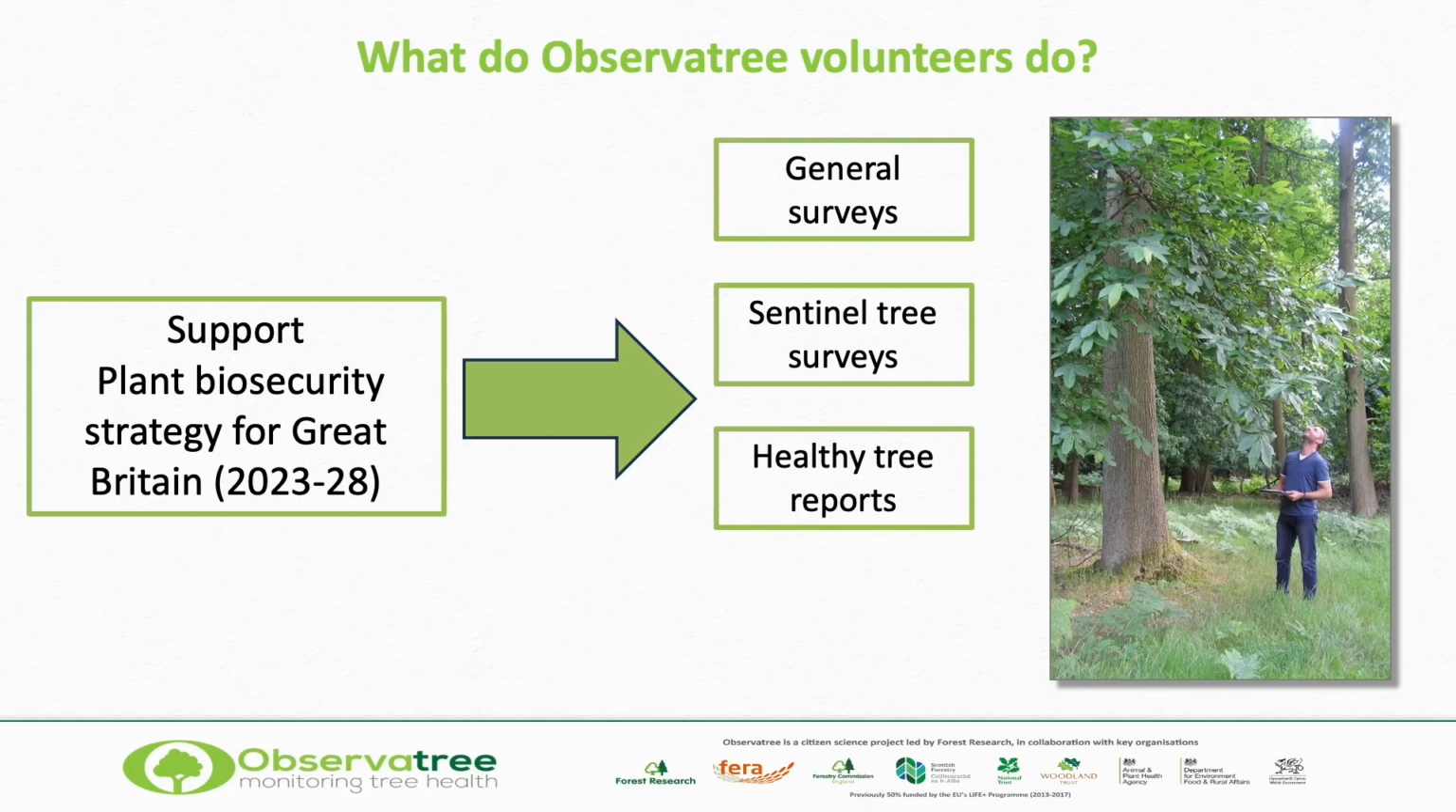Really importantly, we ask them to report when they find trees that haven't got any signs of pests or diseases. It's easy to look at a map and go, okay, ash dieback was found there. But when you've got a blank spot on the map, we don't know whether that's because nobody's looked for it there or because it's just not there. So a healthy tree report tells us at that time and place, that disease or its signs and symptoms were not seen in that area. So that's a really important part of the picture.